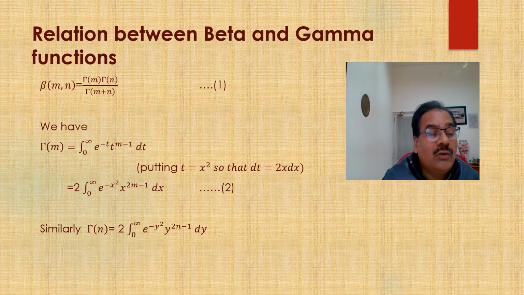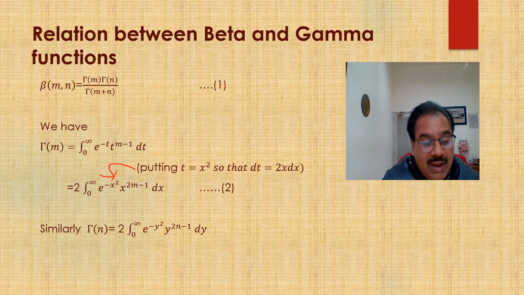Now, if you want to go through this result in detail to establish it, then you have to take gamma m, as already discussed in the gamma function, equal to integral 0 to infinity e power minus t, t power m minus 1 dt. Putting t equal to x square, you can simplify it in this manner: 2 times integral 0 to infinity e power minus x square, x power 2m minus 1 dx. This is equation number 2.